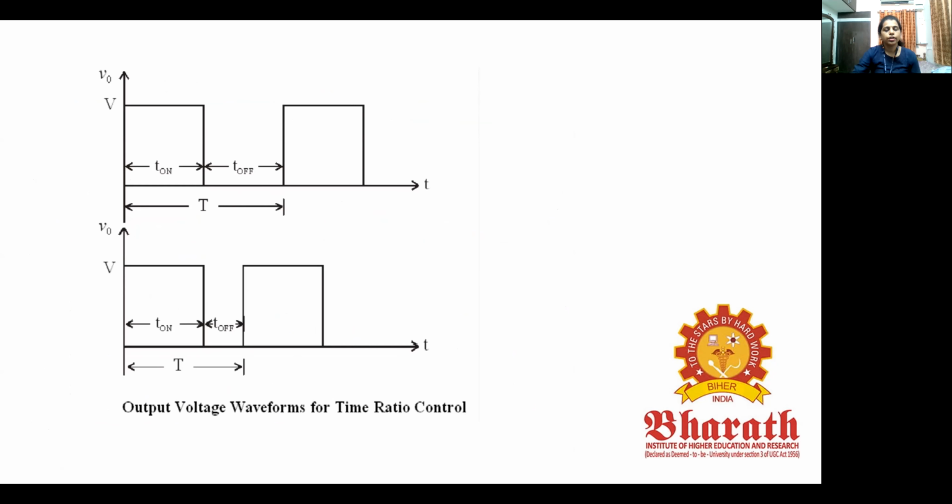So time ratio control. So this is actually the waveform for on time constant. You can see that this is on time, this is off time. You will be keeping the on time alone constant, and T off will be changed. So we can see that the total time period is changing here. So this is variable frequency control.